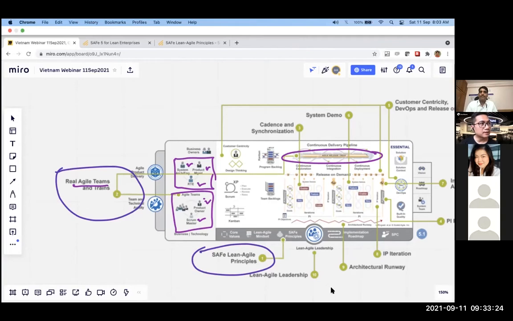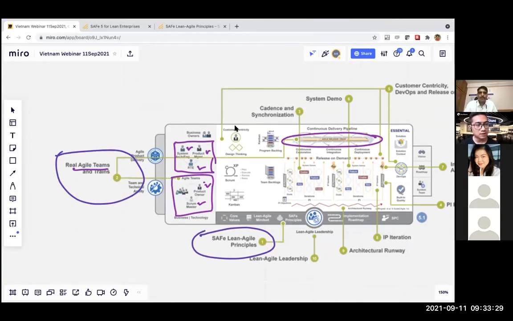Yeah, I already collected a question. I have one question for the Agile release train: how to identify the ART? Okay, how to identify the ART? Okay, that's a nice question.